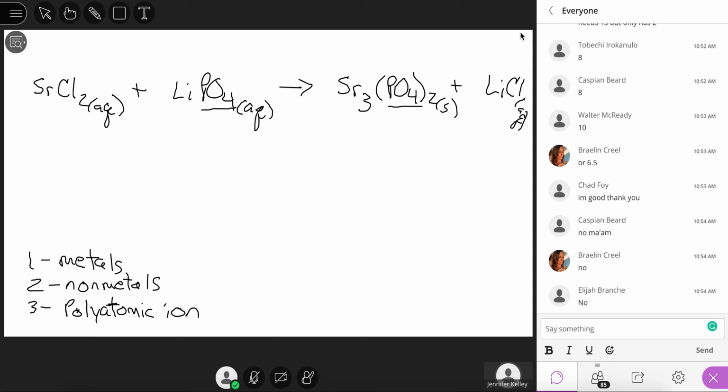All right, so in this case, just to save a little time, you want to balance the metal, which is strontium, first. Well, strontium and lithium, those are both metals. Then you want to do the non-metals, then you want to do the polyatomic ion last.